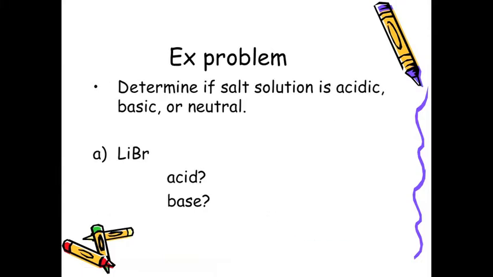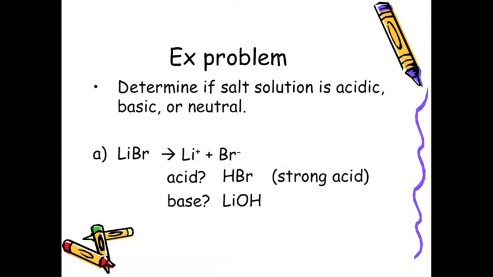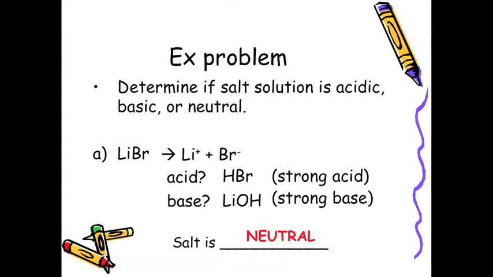As an example, determine if the salt solution is acidic, basic, or neutral. LiBr goes to Li plus and Br minus. The acid that comes from this is HBr, and the base that comes from this is LiOH. HBr is a strong acid, LiOH is a strong base. Therefore, strong and strong, the salt is neutral.